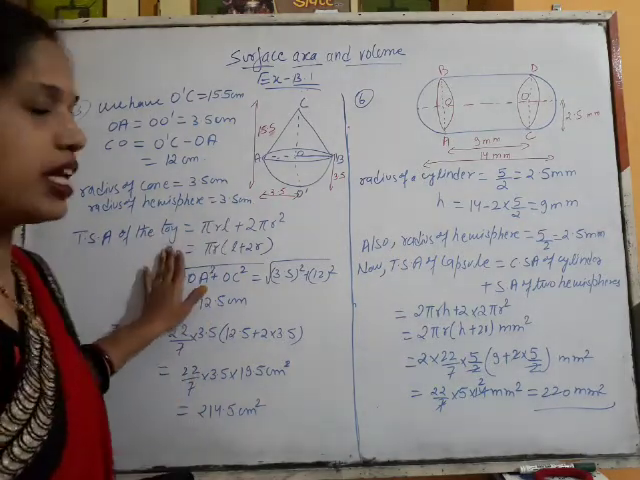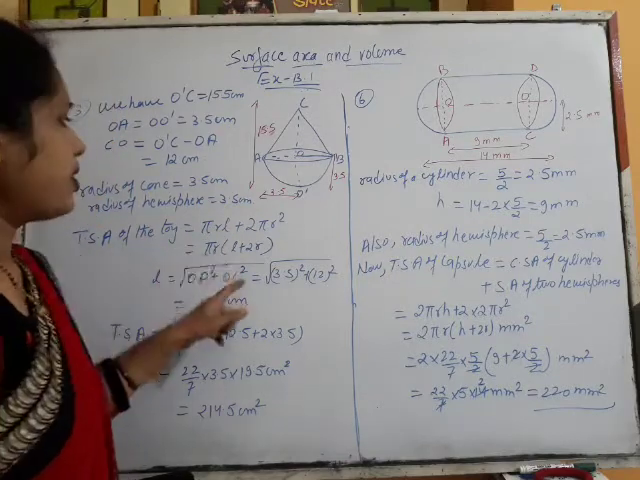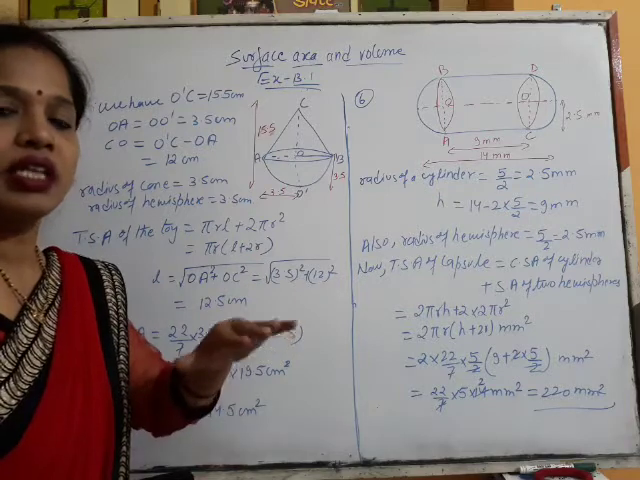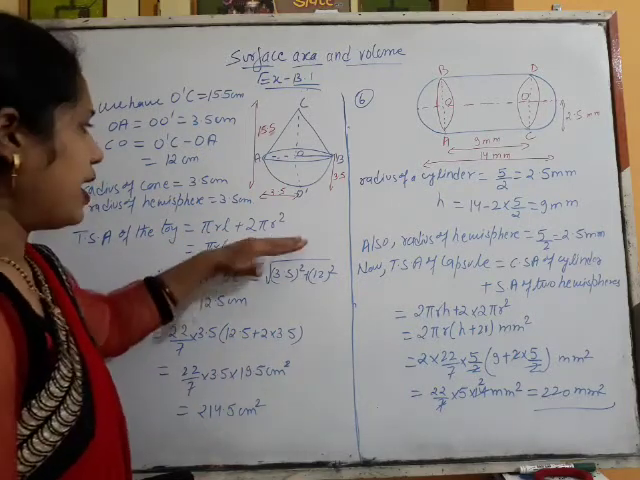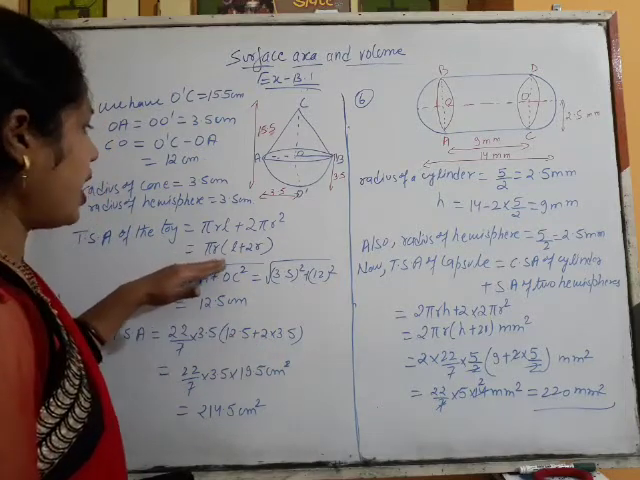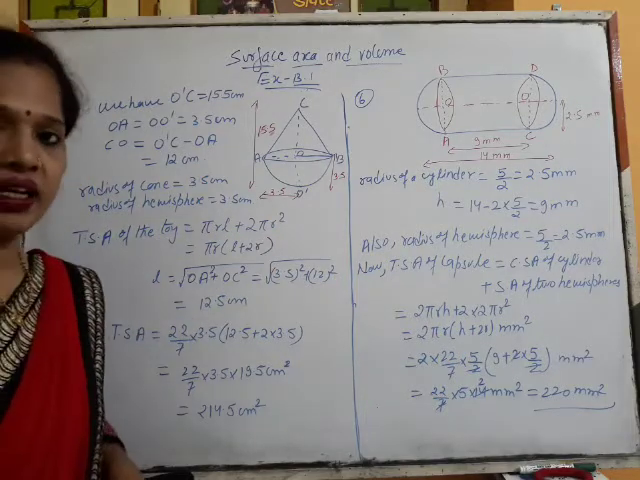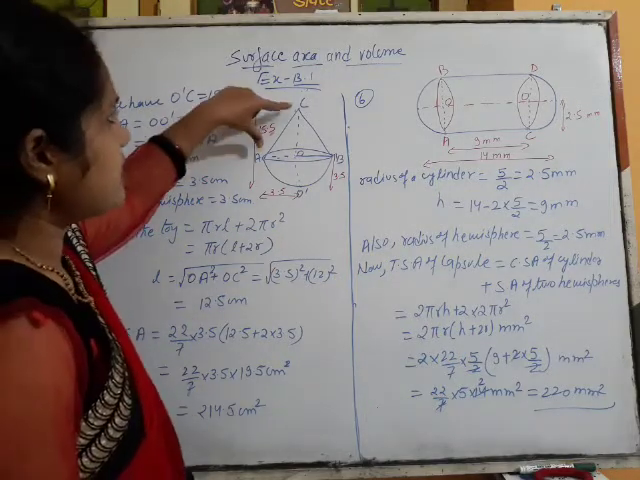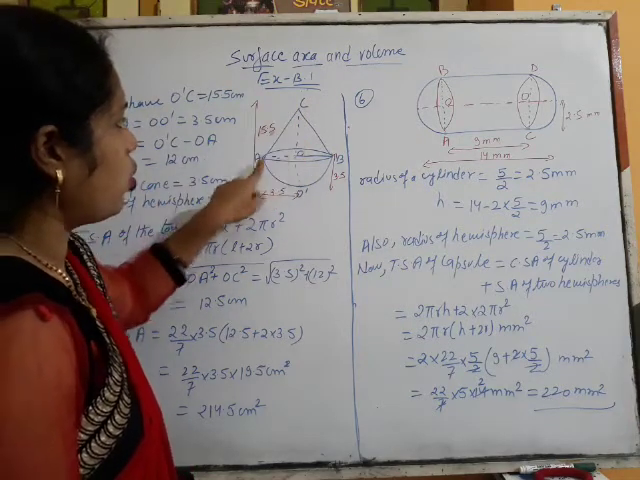Now the total surface area of the toy will be the curved surface area of the cone plus the curved surface area of the hemisphere. The curved surface area of the cone is pi r L and the curved surface area of the hemisphere is 2 pi r square. So pi r into L plus 2r will be left inside. So what is L here? L is the slant height. This is the slant height, which is the hypotenuse for this right angle triangle COA.